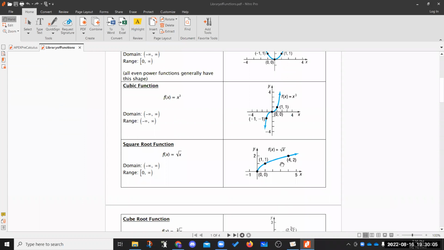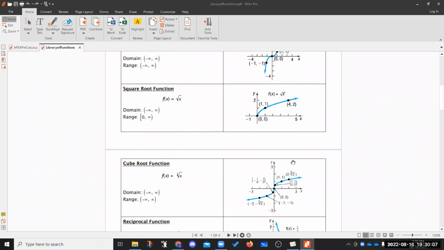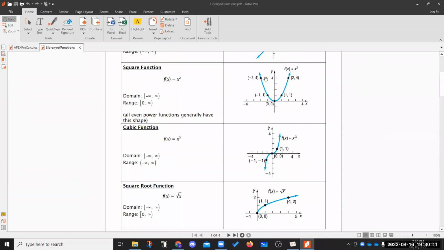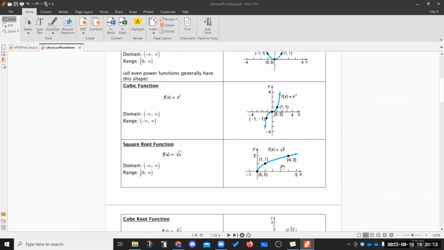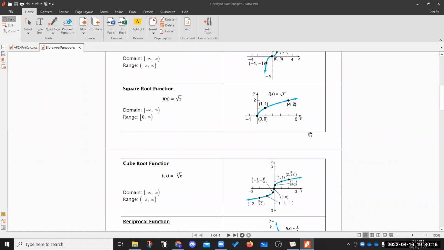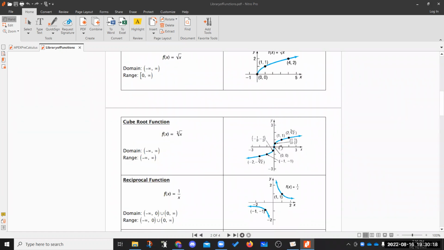We have the inverse function of the cubic function, which is called the cube root function. It's just like the inverse of the squaring function was the square root function. So we have (0, 0). We have (1/8, 1/2) here because I can take the cube root of 1/8. I can take the cube root of 1 as 1.